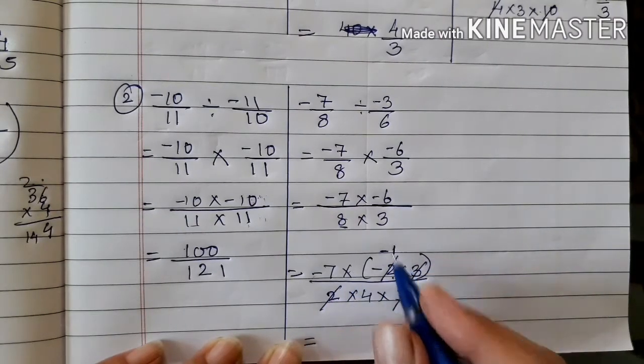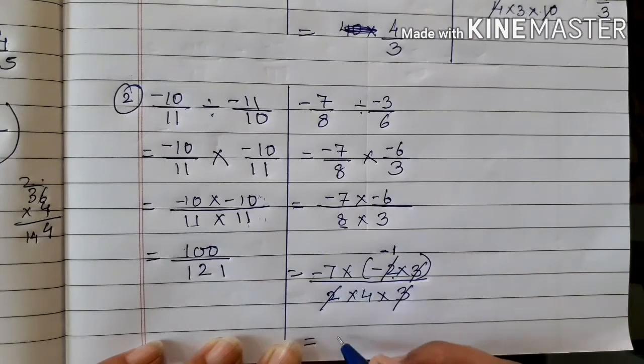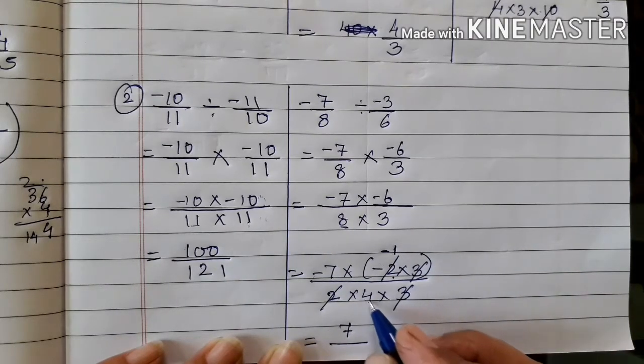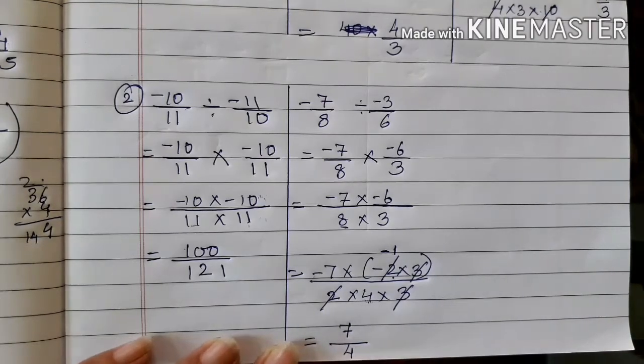So 7 into minus 1, minus 1 and minus will change to plus. So only 7 is remaining, and over here only 4 is remaining. Got it?